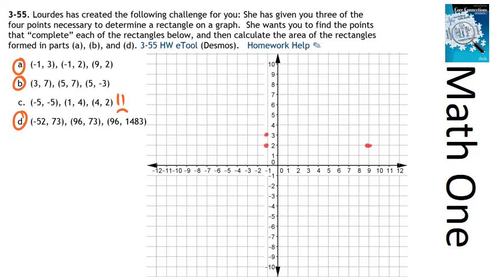For A, I've got these points, and I've already pre-plotted them, right? I've got one at -1, 3. I've got one at -1, 2. I also have a point at 9, 2. And I believe that our final point would have to be right here, and that is the point 9, 3. So I think for A, we would say our extra point would occur at 9, 3.